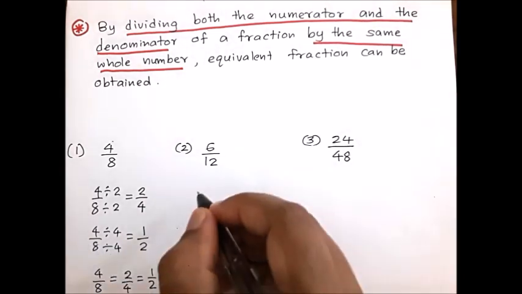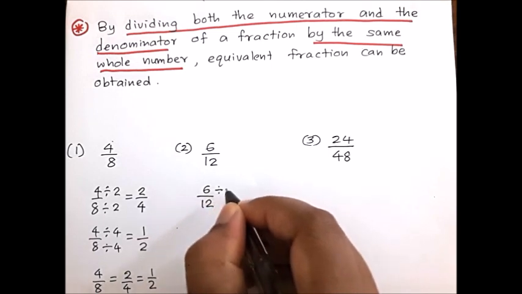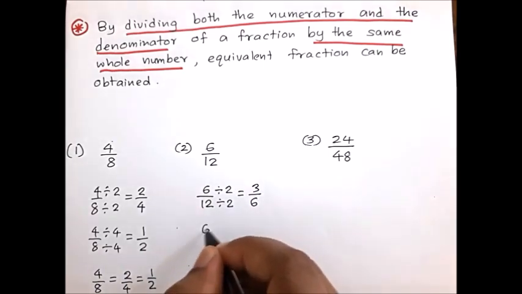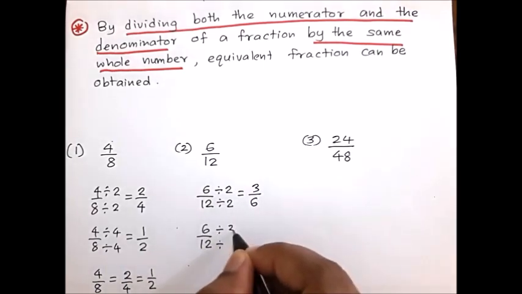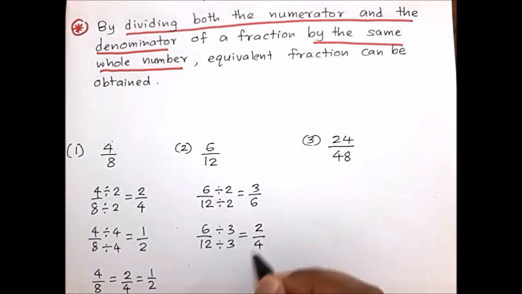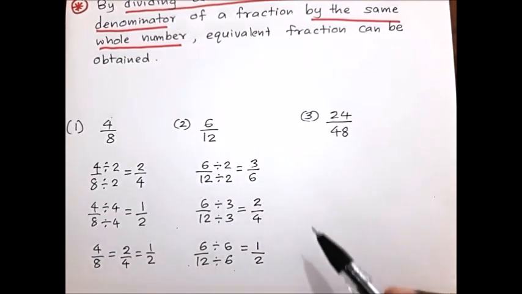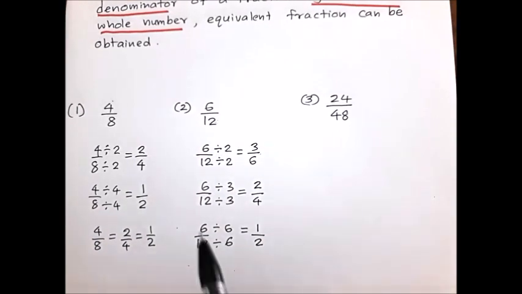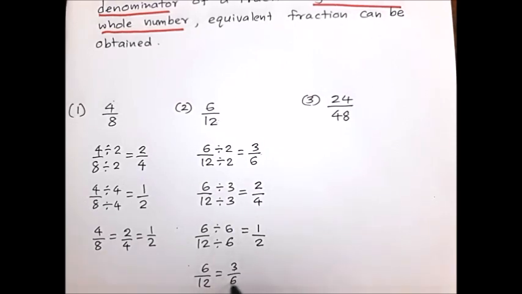I'm going to write all the ways here. 6 over 12 divided by 2. 6 divided by 2, 3. 12 divided by 2, 6. Again you can divide both numerator and denominator by 3. 6 divided by 3, 2. 12 divided by 3, 4. Again you can divide these 2 by 6. 6 divided by 6, 1. 12 divided by 6, 2. Now here I write 3 equivalent fractions for this one. These 4 fractions are equal. 6 over 12 equal 3 over 6 equal 2 over 4 equal 1 over 2.